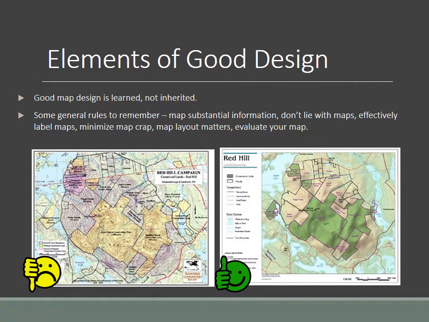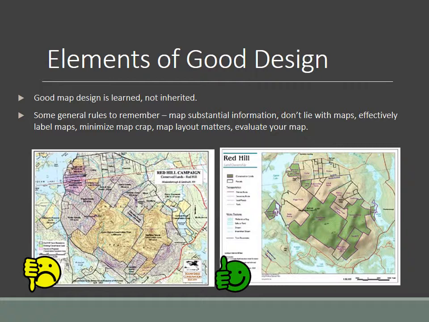Good map design is learned, it's not inherent. While it is a skill that almost anyone can learn, it does require lots of practice. If you look at the examples here, both are showing the exact same area and the exact same information. However, it's a lot easier to understand the map on the right. The map on the right follows some general map design rules that are important to remember.